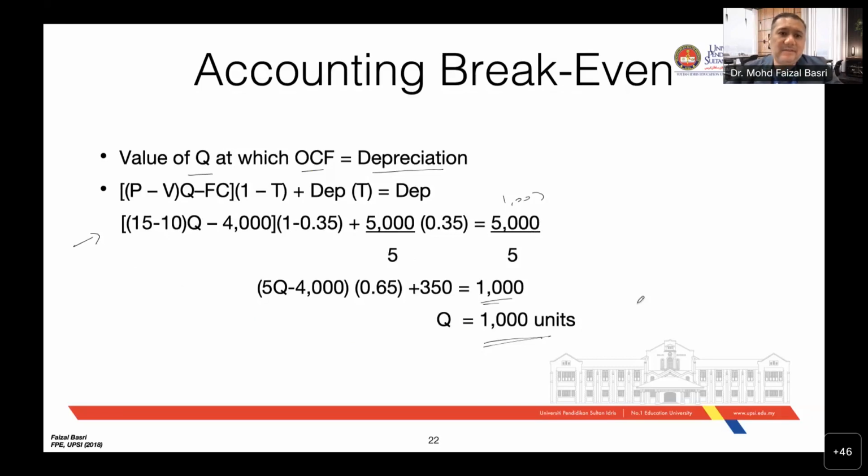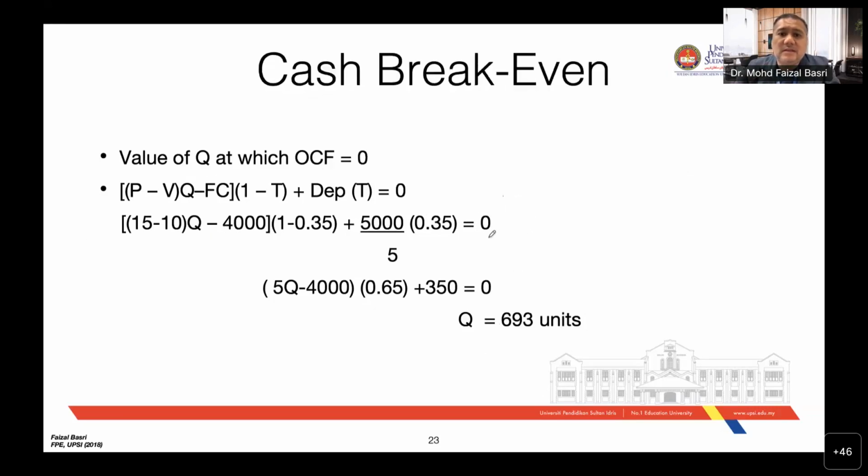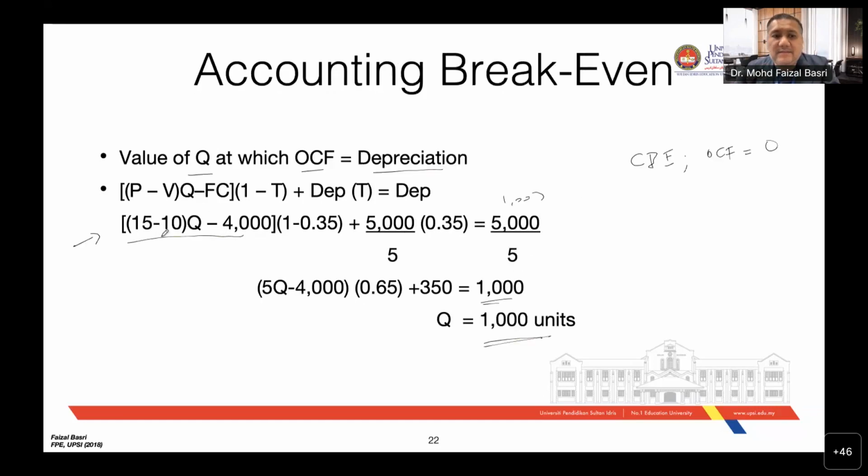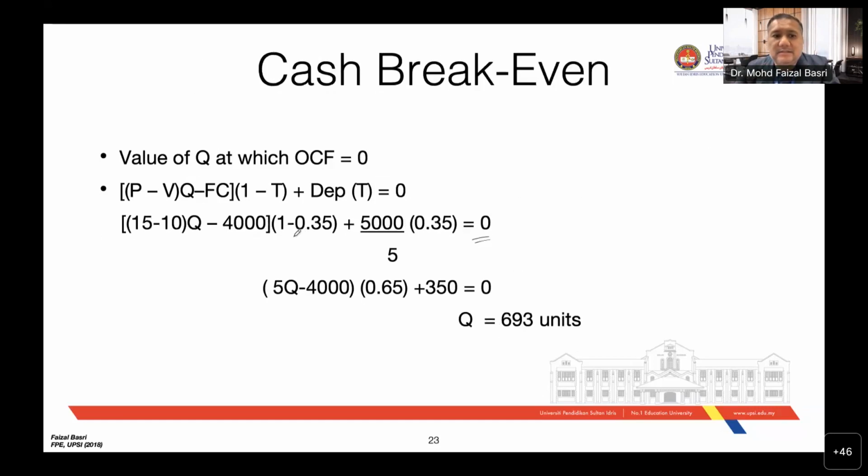And for the next one, cash break-even, we're going to use the same information. All of this will be the same except, Q still unknown. All will remain the same except our OCF value, kalau tadi 1,000 ringgit. For cash break-even, ingat cash break-even, the OCF equals zero. So meaning, what would be the amount of quantity required in order to achieve zero OCF? Okay, zero OCF. So again, same thing, everything sama je, except for the Q, except for the zero, in order to find the Q.